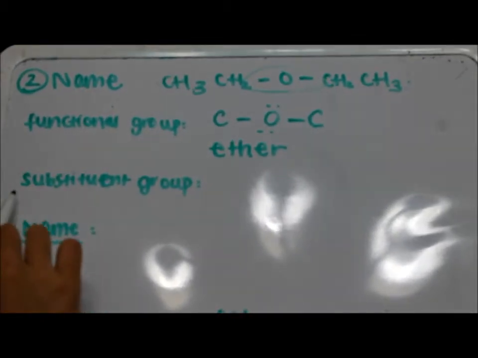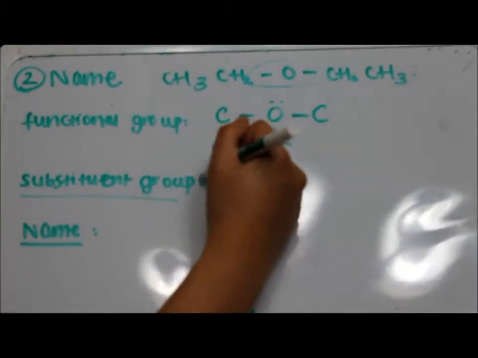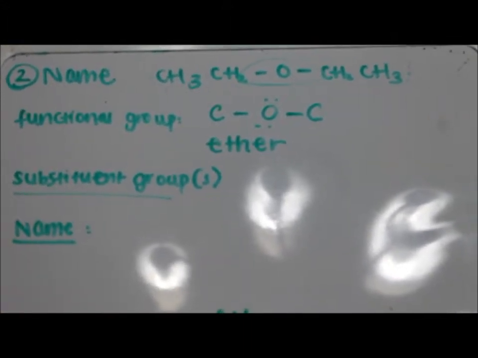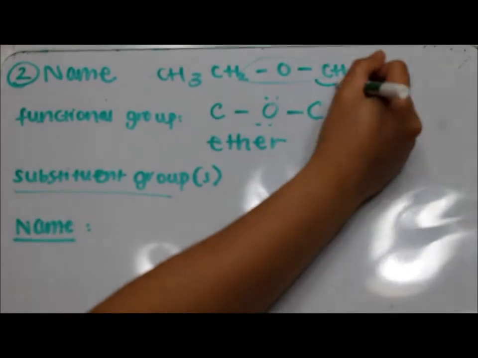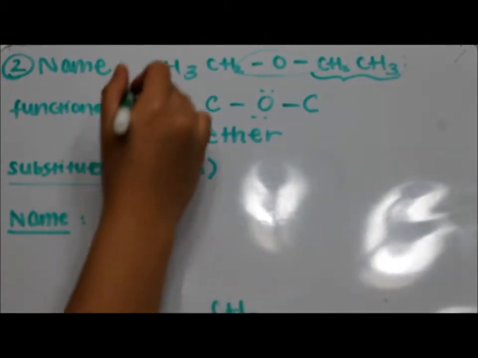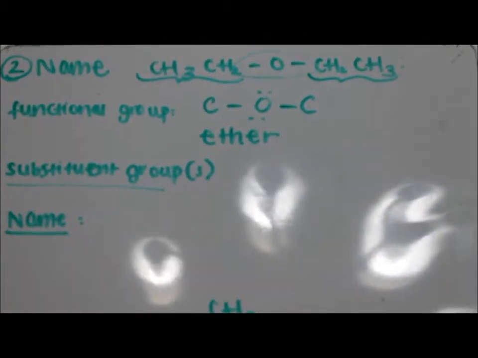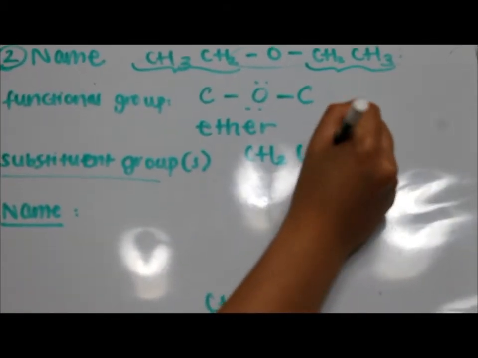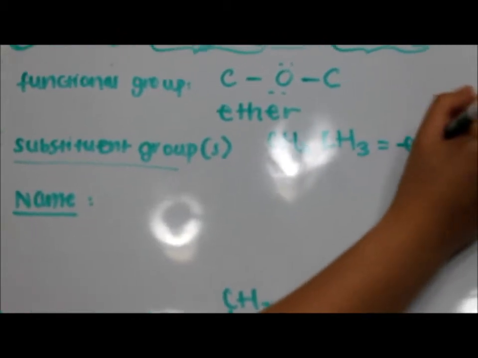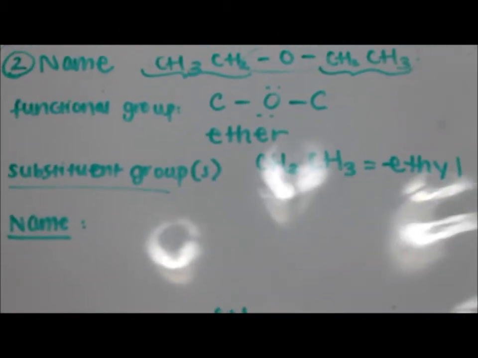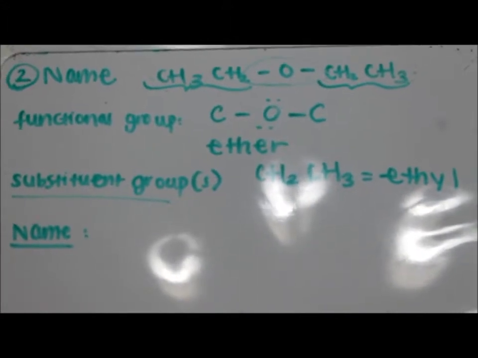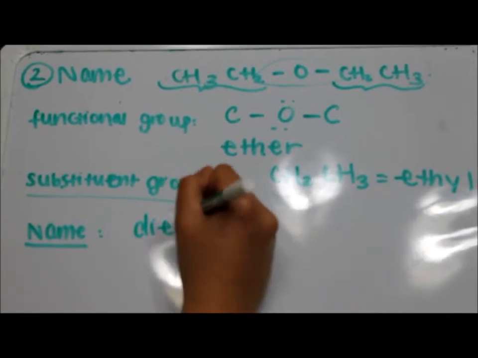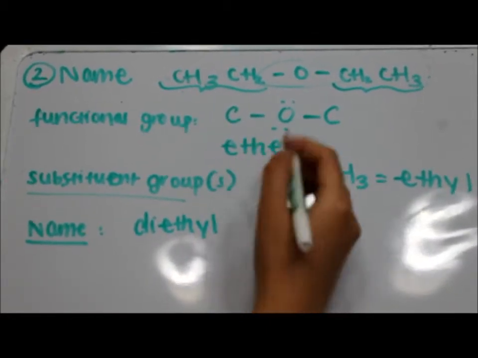We're also going to try to identify our substituent group or groups. So here and also here, the CH2CH3 is the ethyl group. So now we're going to name our ether. Since there are 2 ethyl groups, the name is diethyl ether.